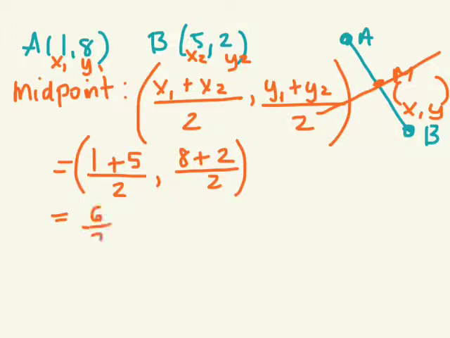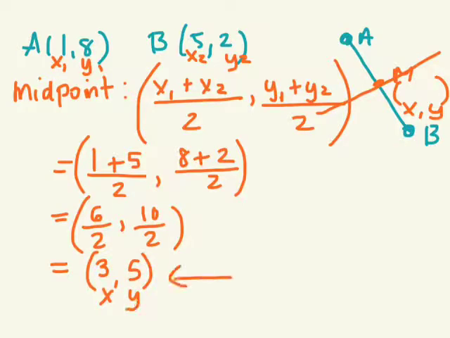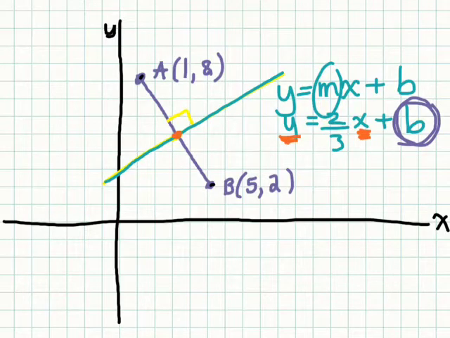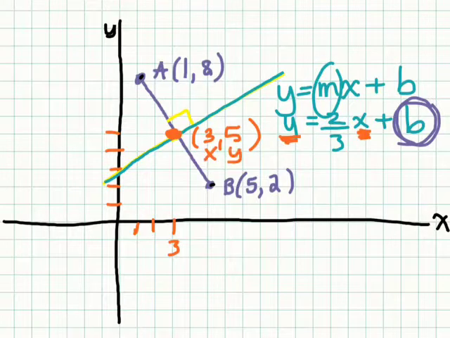1 plus 5 is 6. 10 over 2. Let's simplify this. 3, 5. This is the coordinate where the midpoint of AB is, and it's also a point on the perpendicular bisector. We just found that the midpoint's at 3, 5. Well, I had a rough estimate here. 1, 2, 3. 1, 2, 3, 4, 5. It looks like I pretty much graphed it almost exactly on the midpoint. This point lies on my perpendicular bisector.